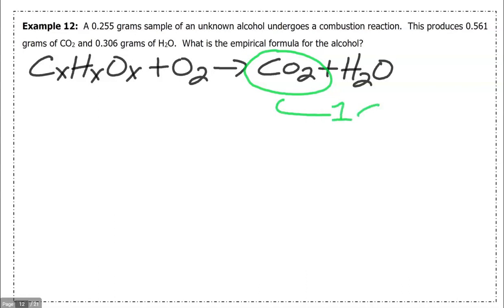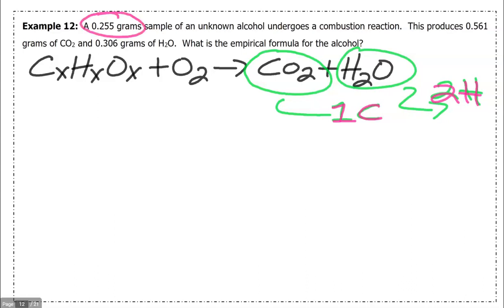Now, what's important here is that the carbon dioxide is going to produce 1 mole of carbon, whereas the water is going to produce 2 moles of hydrogen. We're going to use that information to help us out, because if we can get moles of carbon and moles of hydrogen, we can convert them to grams and subtract from the starting value, and whatever's left over has to be oxygen, because this only has carbon, hydrogen, and oxygen in it.